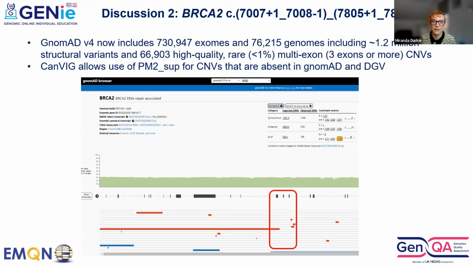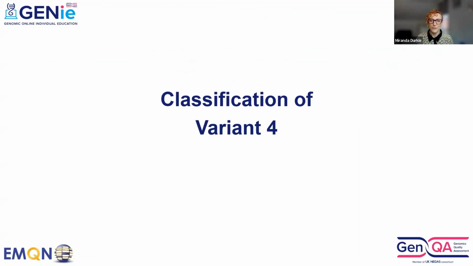And as I said, CanVIG allows the use of PM2 supporting for CNVs. And this is a screenshot from the SV database. It wasn't in the CNV database. I checked that as well to show that there are no SVs that include all of those exons 14 to 16. Next slide. I think that was it for me, and I'm now going to pass on to Ian.